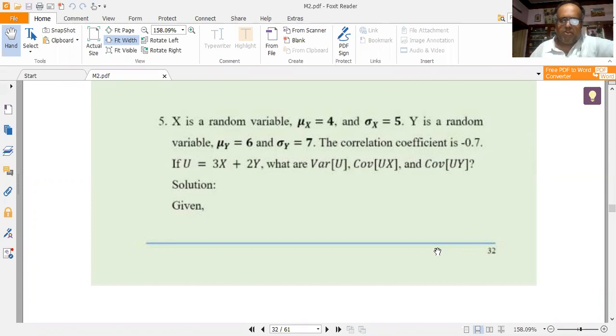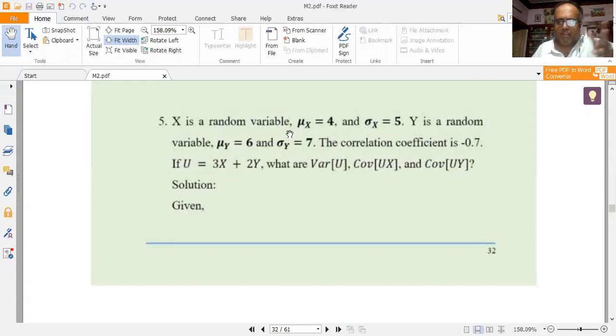The problem statement goes like this. Capital X is a random variable with mean mu x equal to 4 and standard deviation sigma x equal to 5. Y is a random variable with mean mu y equal to 6 and standard deviation sigma y equal to 7. The correlation coefficient rho xy is minus 0.7. So if u is equal to 3x plus 2y, what are the variance of u, the covariance of ux and the covariance of uy? So he has given two random variables, capital X and capital Y.